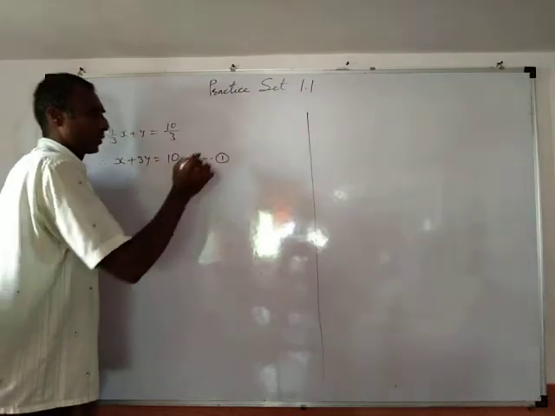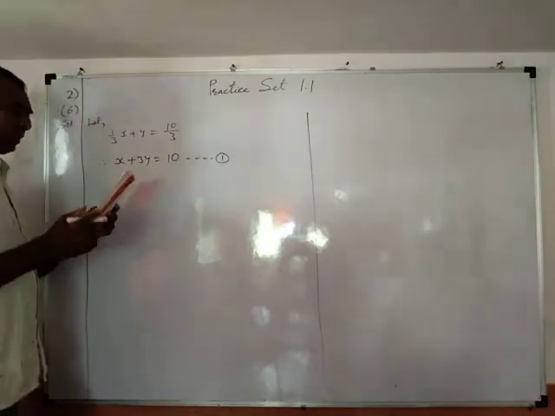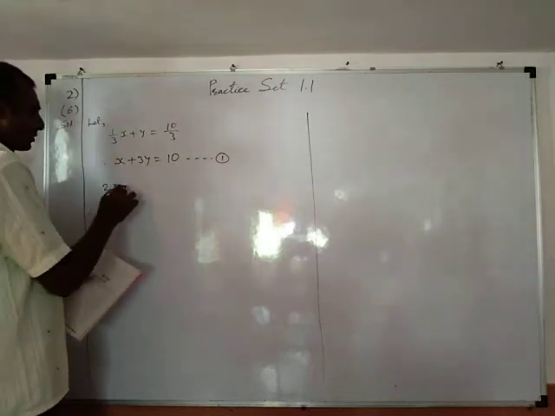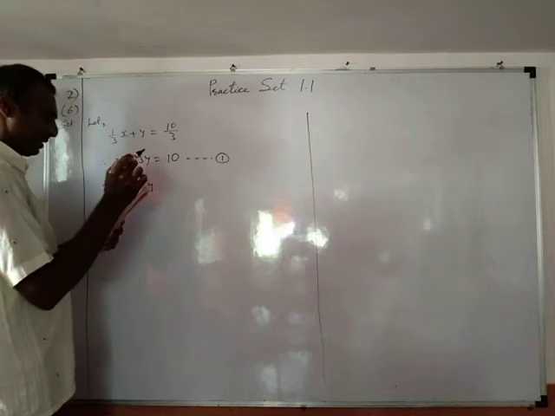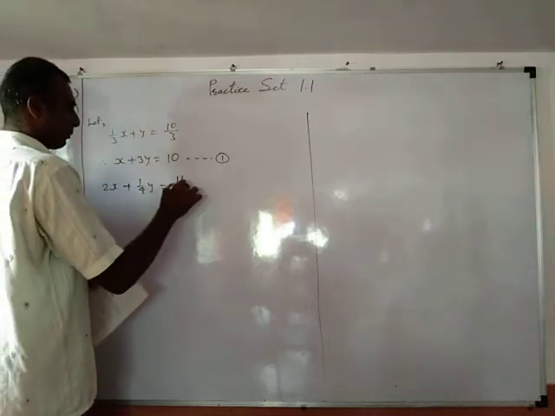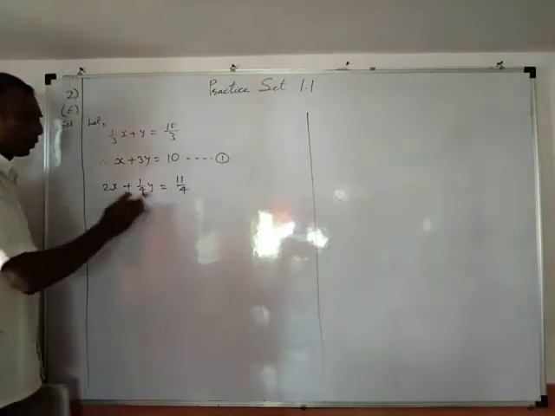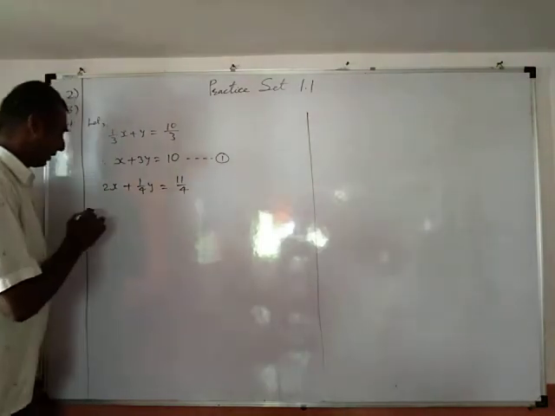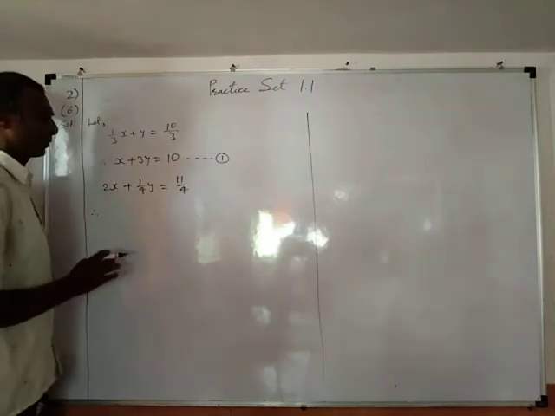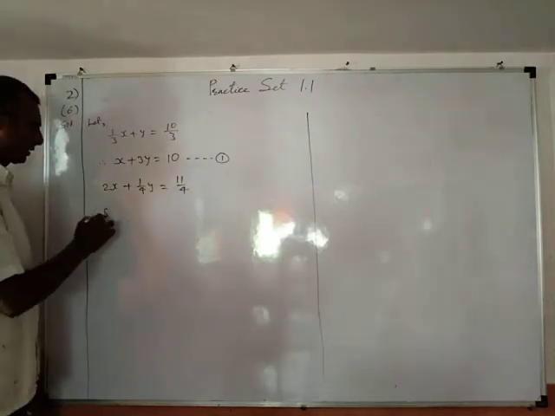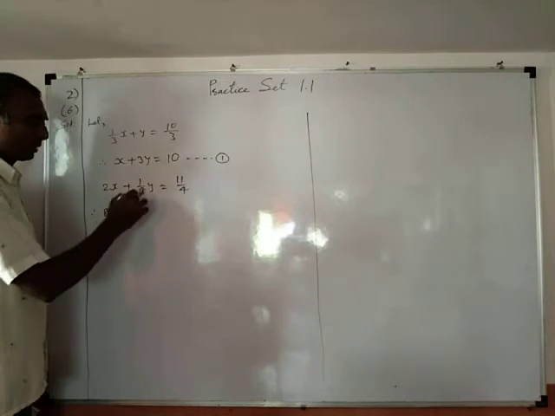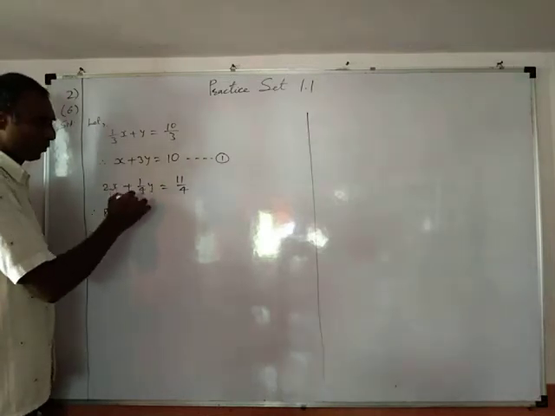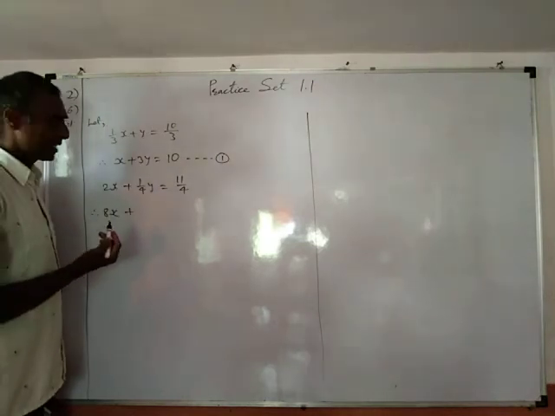Let's call it equation 1. Similarly, the second equation gave 2x plus 1 by 4y equals 11 upon 4. To remove the 4 from the denominator, let's multiply both sides by 4. Therefore, by multiplying every term of this equation by 4, 4 into 2x gives us 8x. 4 into 1 by 4y gives us 1y, because the 4s cancel each other.